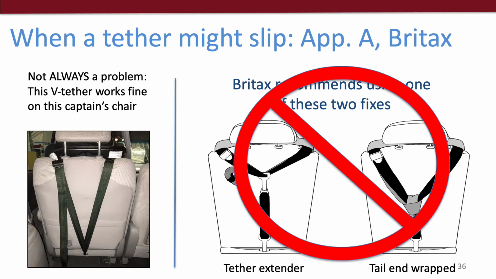But I also wanted to point out that while this tip can be useful in particular problem situations, it definitely is not going to be done in every situation in which a V tether is used on a captain's chair. So in this situation, the seat back, you can see, is plenty wide. So we can see that the so-called shoulders of the seat easily hold that V tether. And so you really would not even need to do this.